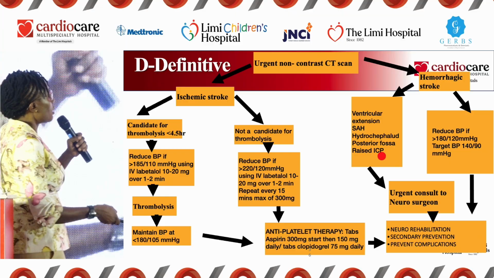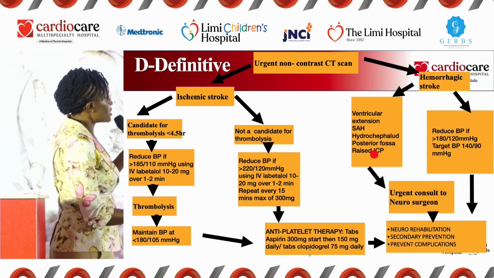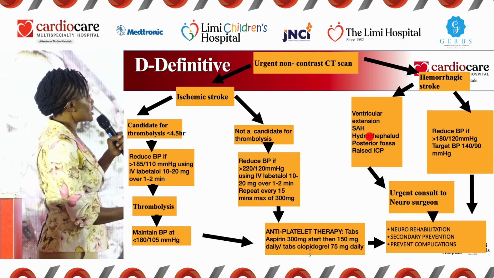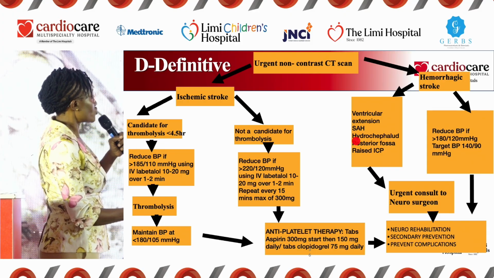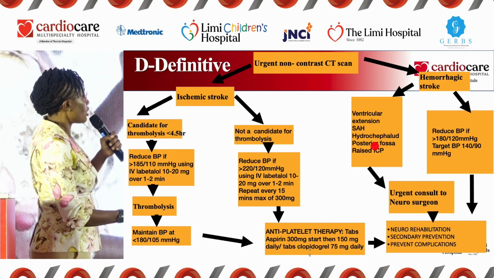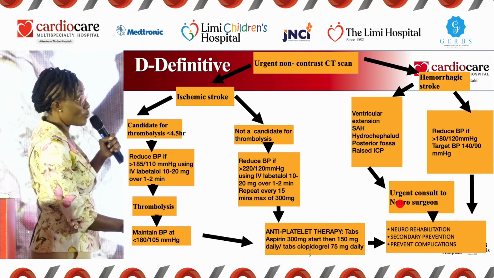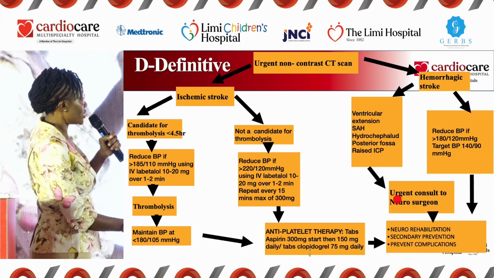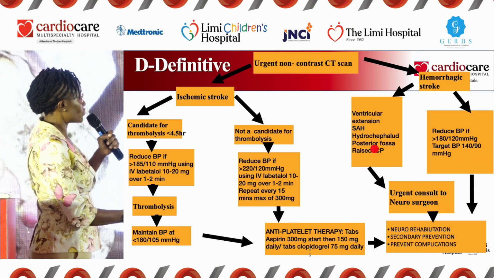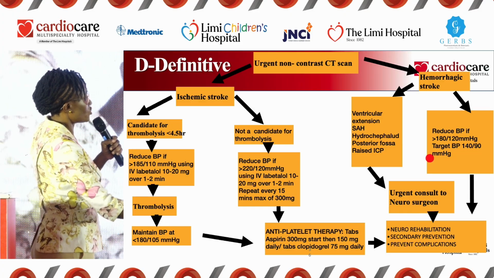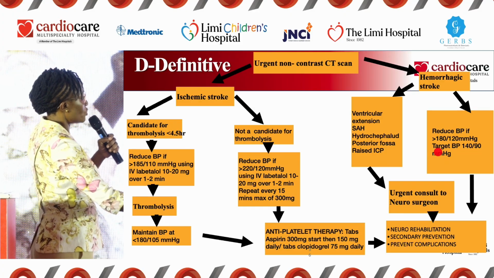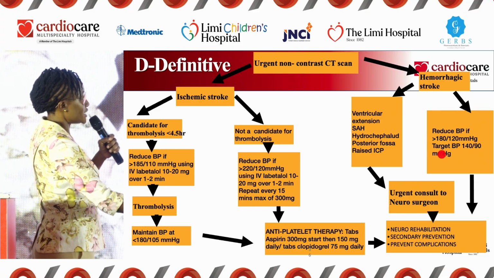Okay. So one of the things we need to do is, once you see signs of raised intracranial pressure, we co-manage with the neurosurgeons, who will come in to sort that out. Otherwise, we just focus on controlling the blood pressure, and our target is 140/90.